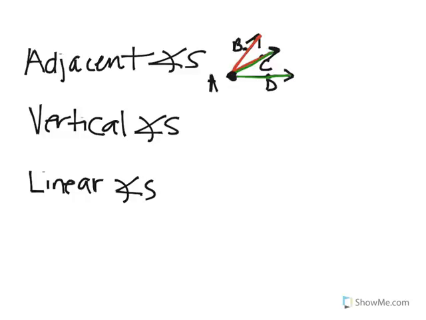Now, vertical angles. Let's move on to vertical angles. These are 2 non-adjacent angles that are formed by intersecting lines. So remember, intersecting lines. So let's say we have A, D, C, E, and B, right? Okay, excellent.